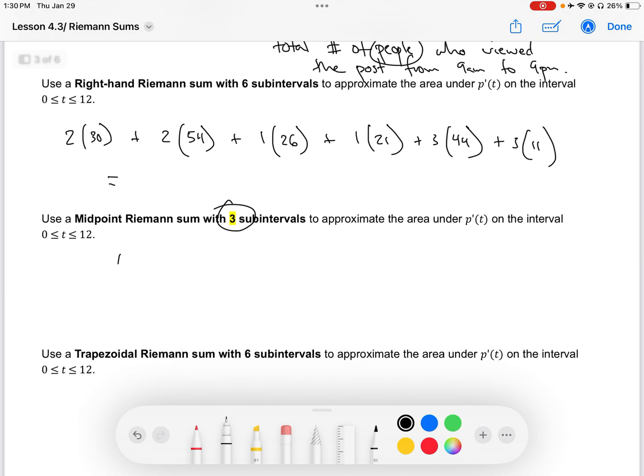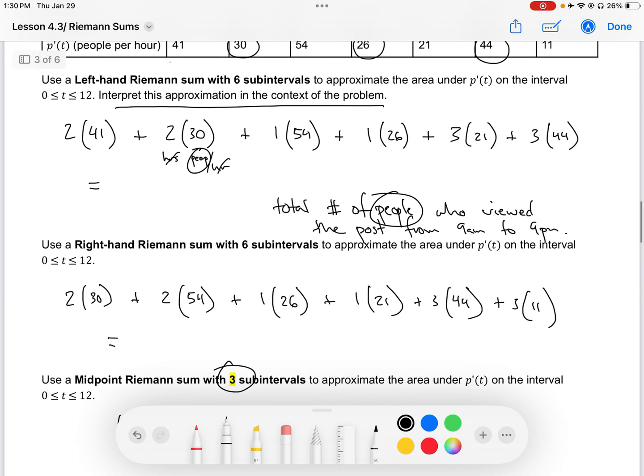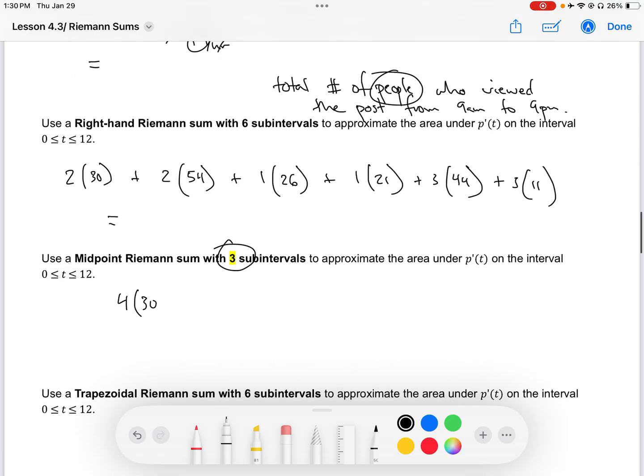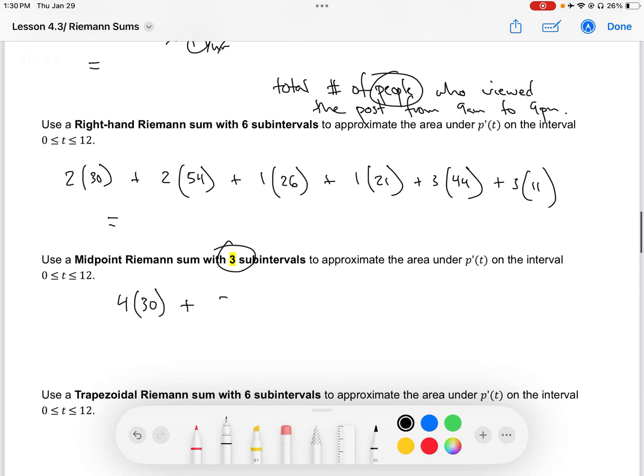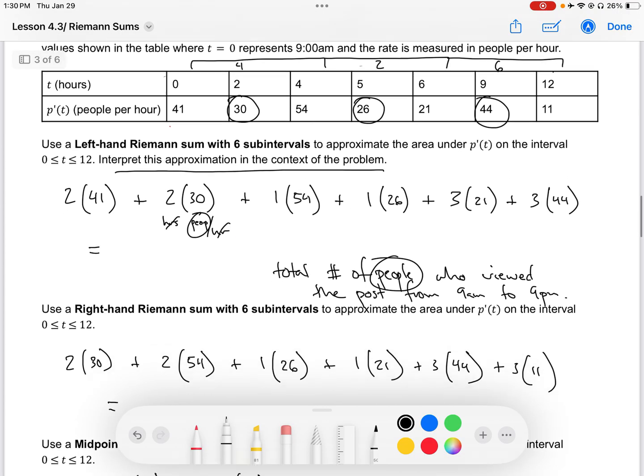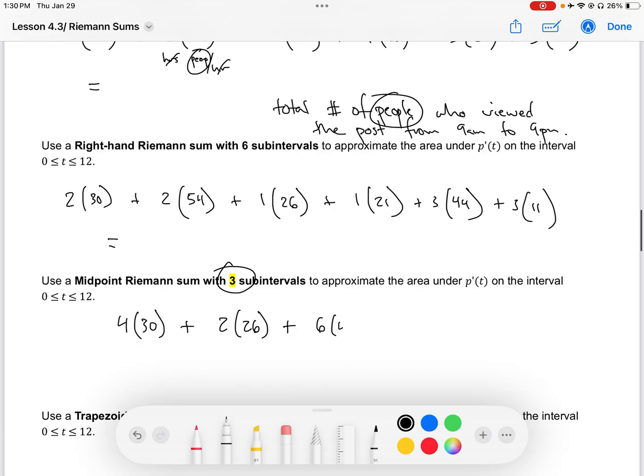So that's going to be 4 times 30 plus 2 times 26 plus 6 times 44. Now, this is not going to be a better approximation probably because we had way fewer subintervals, but that would give you an approximation for that area using the midpoint Riemann sum with 3 subintervals.